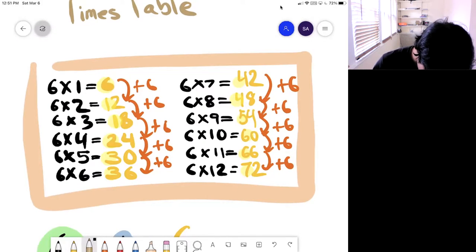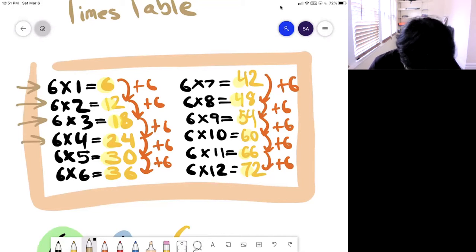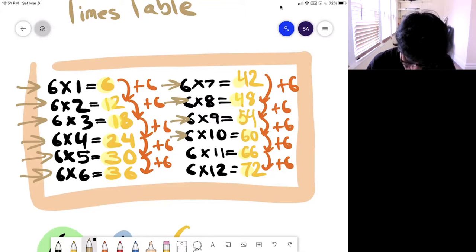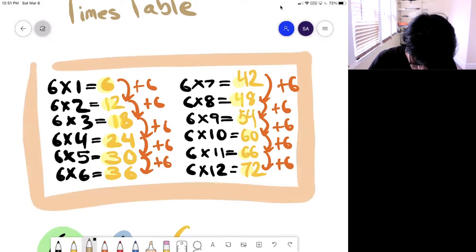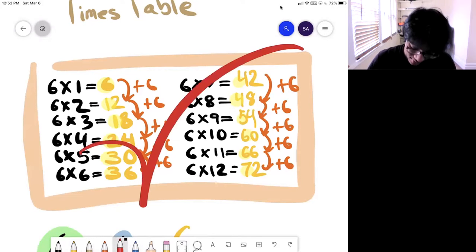Okay, so now let's review this. 6 times 1 is 6. 6 times 2 is 12. 6 times 3 is 18. 6 times 4 is 24. 6 times 5 is 30. 6 times 6 is 36. 6 times 7 is 42. 6 times 8 is 48. 6 times 9 is 54. 6 times 10 is 60. 6 times 11 is 66. 6 times 12 is 72. Wow, that is one big times tables.